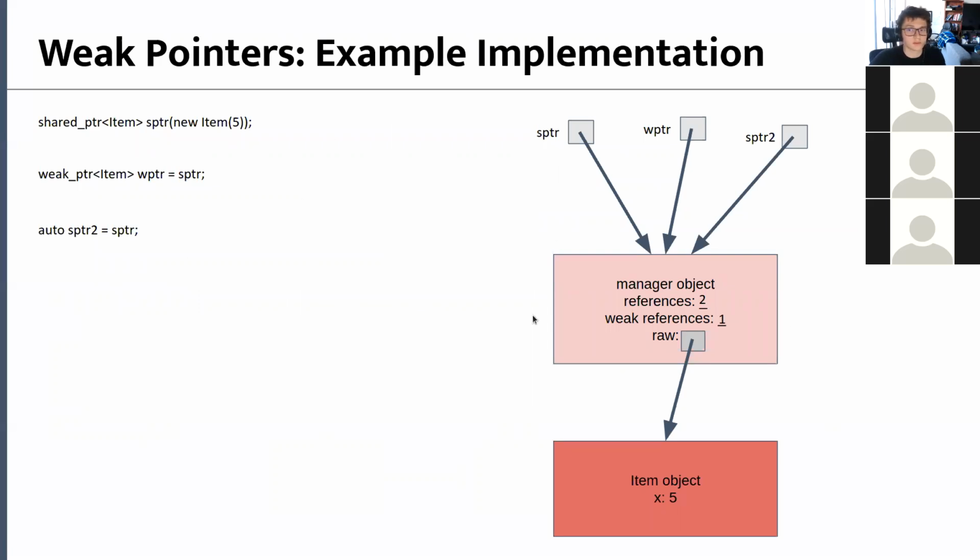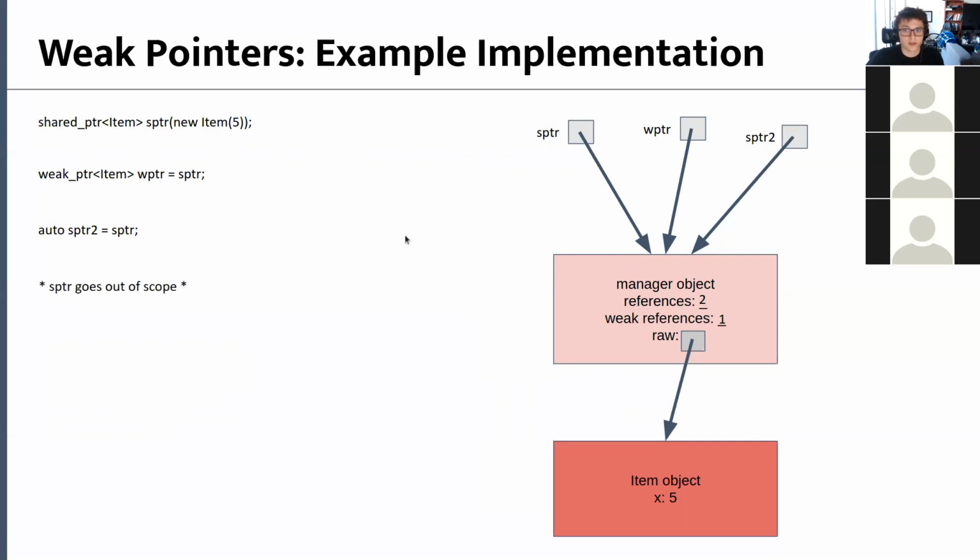So back to our diagram. I've ignored the first few animations because they were a pain to do. But if we have shared pointers and weak pointers, we can see we no longer just have one ref count. We actually have a strong reference count and a weak reference count. So 2 strong references or 2 shared references, 1 weak reference. And we'll see what happens when everything goes out of scope here.